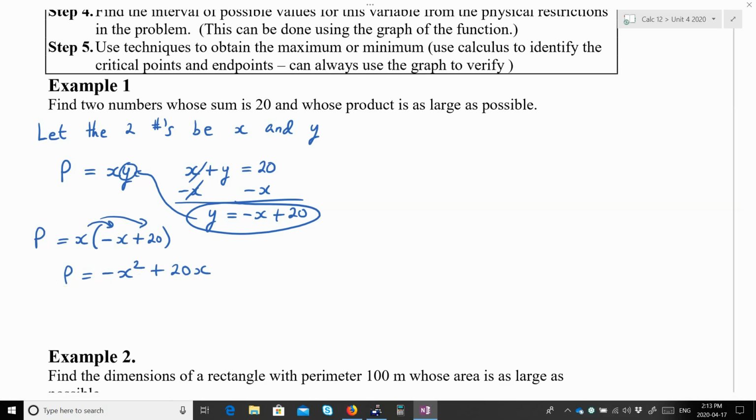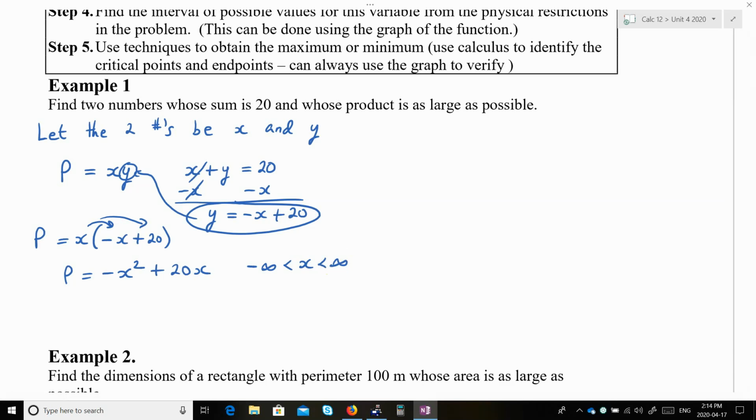Step 3 says using the conditions stated in the problem. Nope, we already did that one actually, sorry. Step 4, find the interval of possible values for this variable from the physical restrictions in the problem. So we need to find an interval for the x values, basically. x and y are any two numbers whose sum is 20 and whose product is as large as possible. There's no real restrictions on x here, so x can be between negative infinity and infinity. Those are kind of like the endpoints of the function.